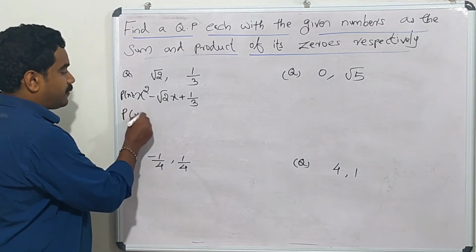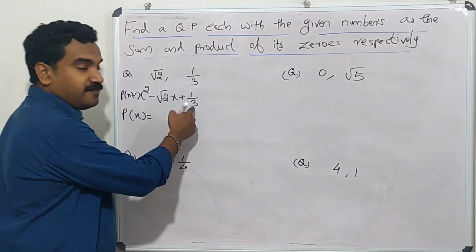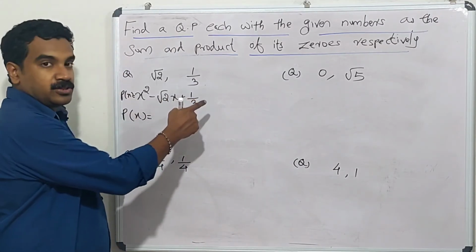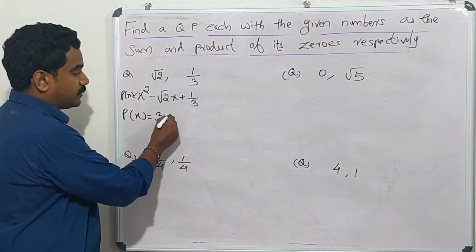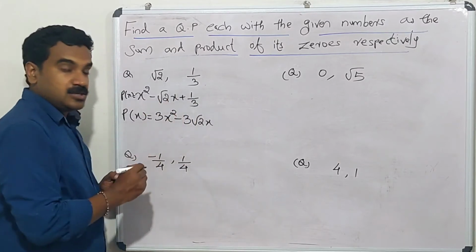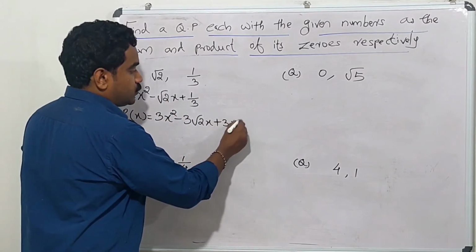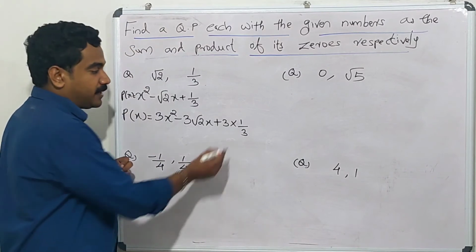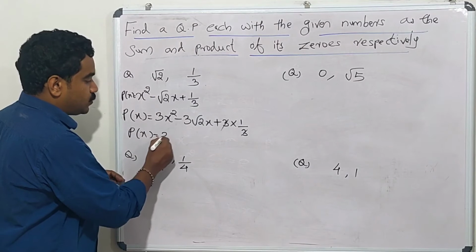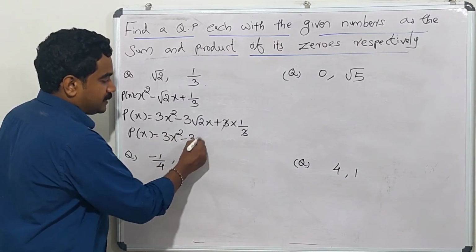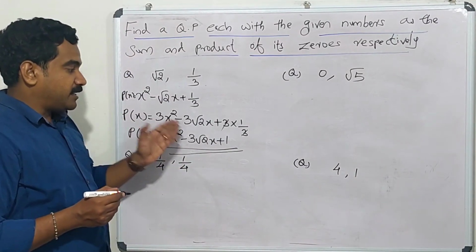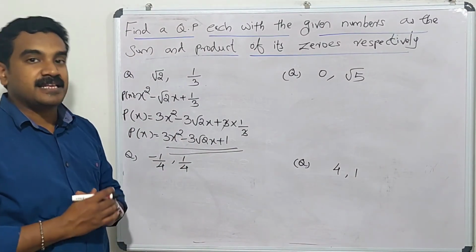Therefore you will get p of x equal to multiply with 3. Why we are multiplying with 3? The fraction number is 1 by 3. Denominator is here 3. So multiplying throughout with 3. 3 into x square, 3x square. 3 into root 2, 3 root 2x. 3 into 1 by 3. What is 3 into 1 by 3? This 3 and this 3 cancel. So what is remaining? P of x is equal to 3x square minus 3 root 2x plus 1. This is the answer.